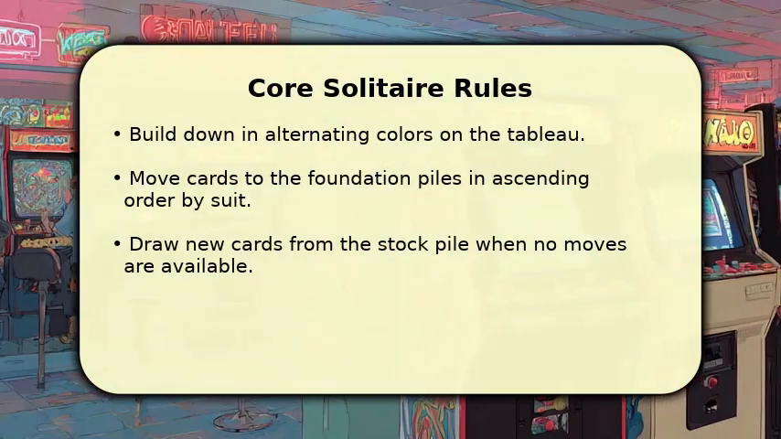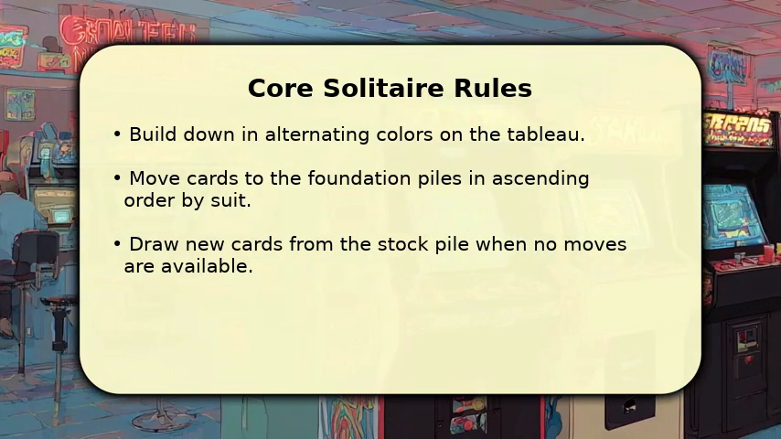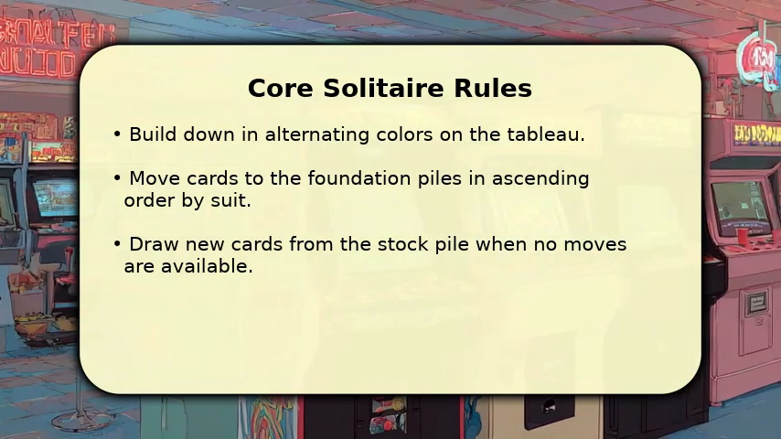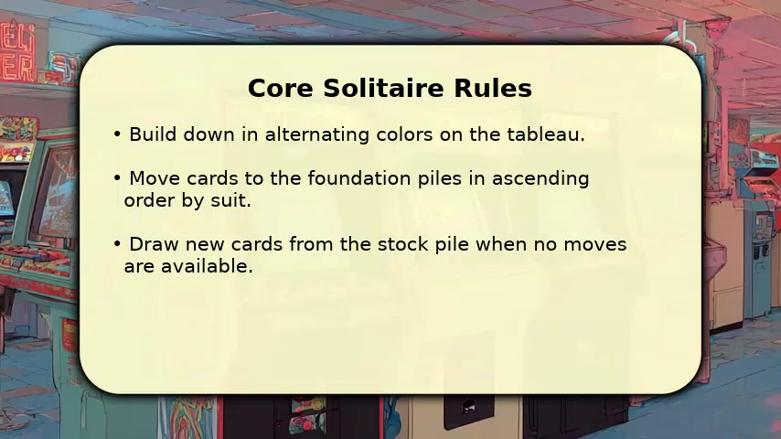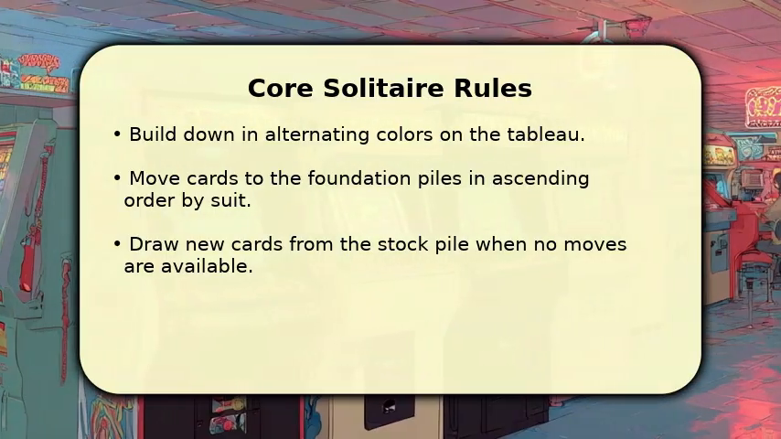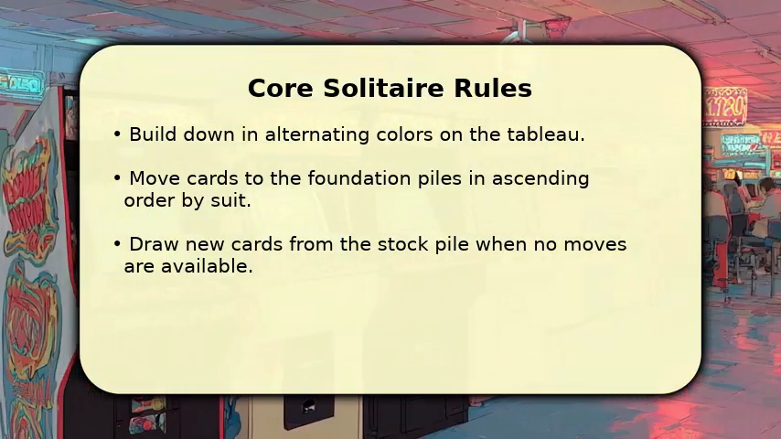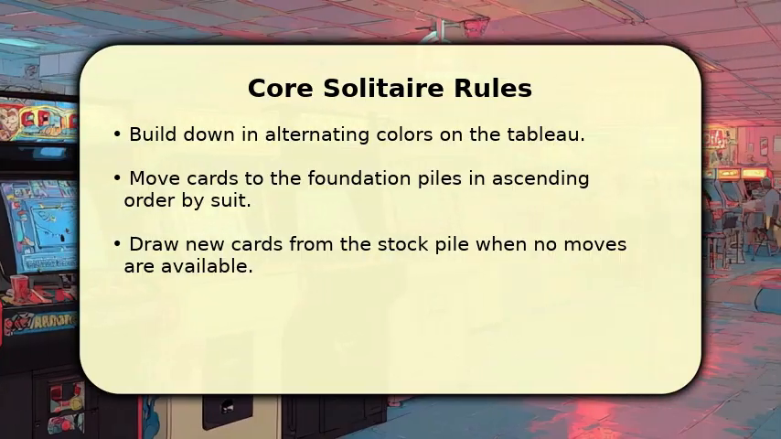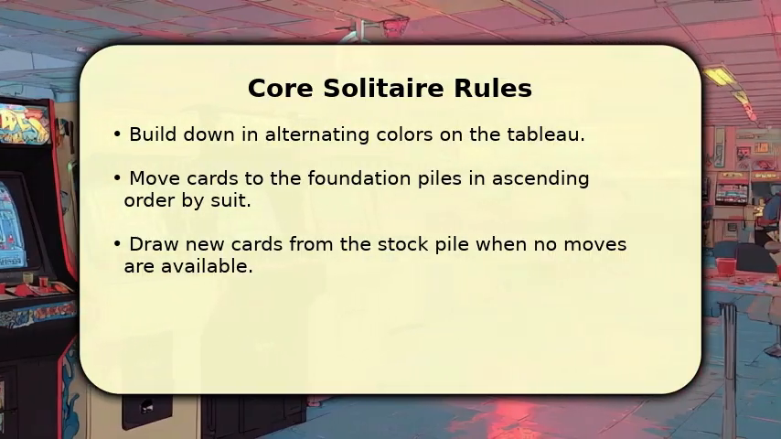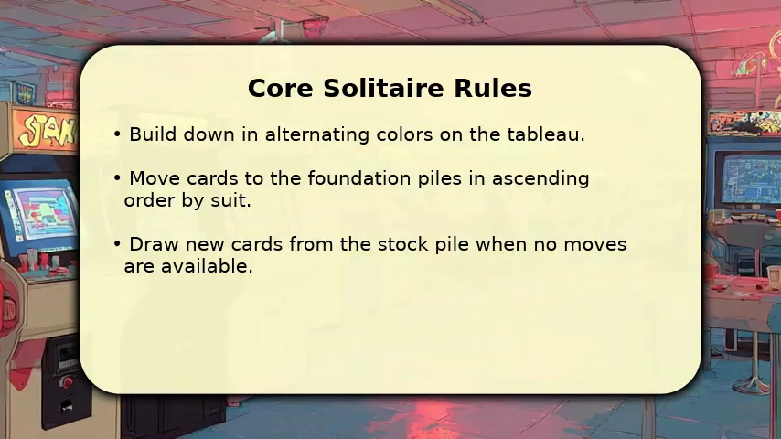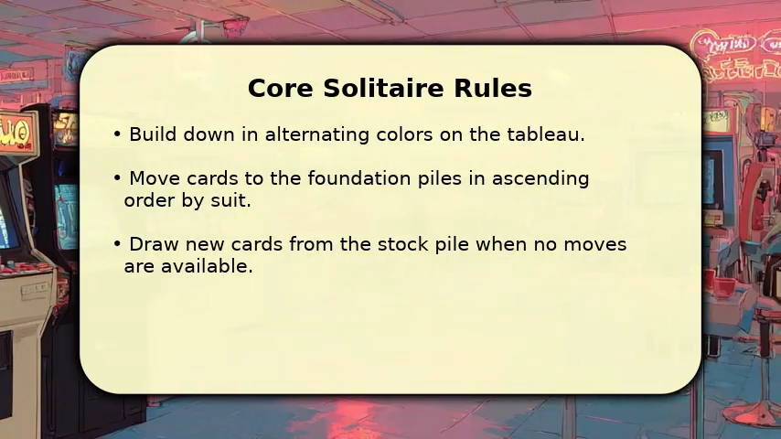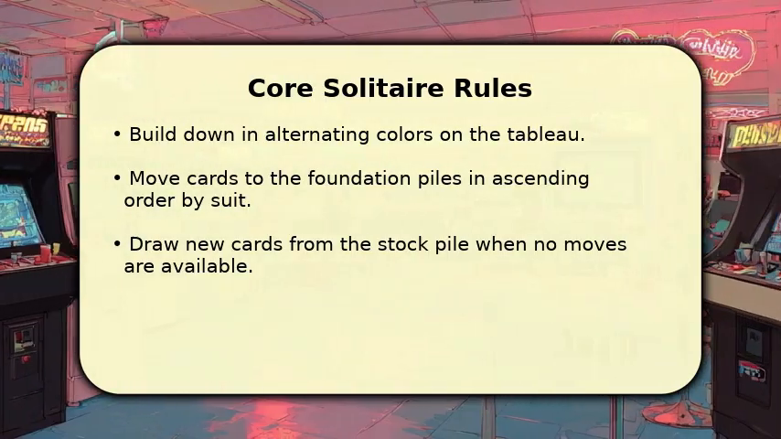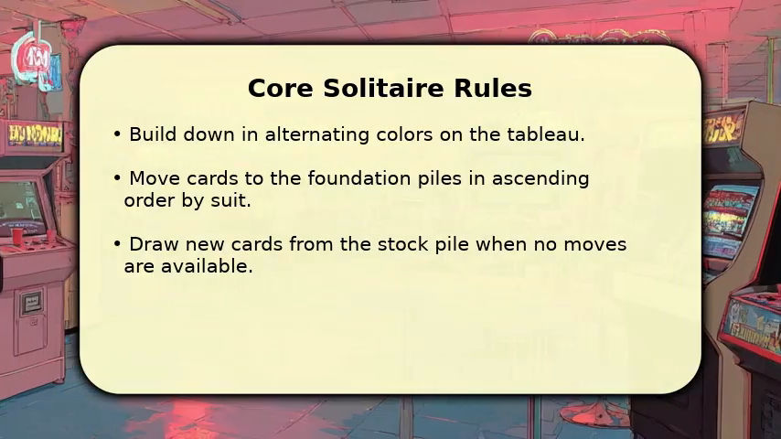The core objective is to move all cards to the 4 foundation piles, building them up from ace to king by suit. On the tableau, you build down in alternating colors, placing a red queen on a black king, for example. When you run out of moves on the stock pile, draw new cards, usually 1 or 3 at a time, to reveal more options. Remember these fundamental rules to guide your gameplay.